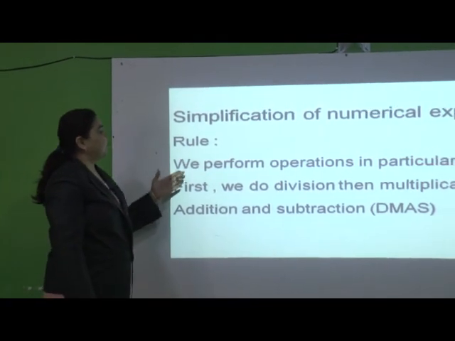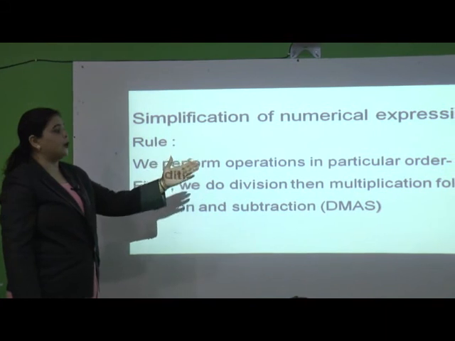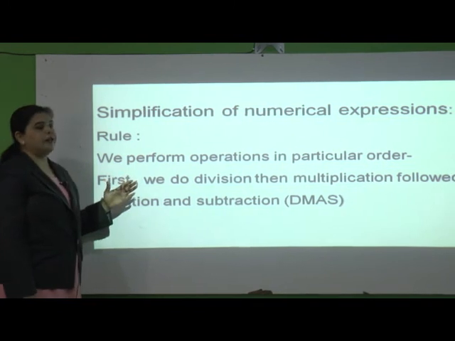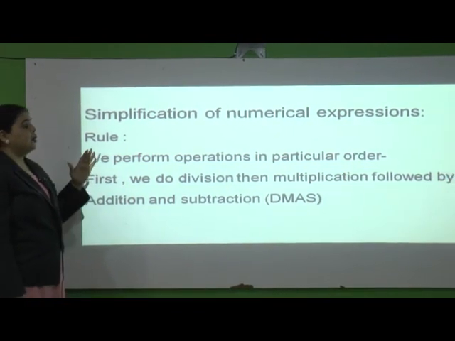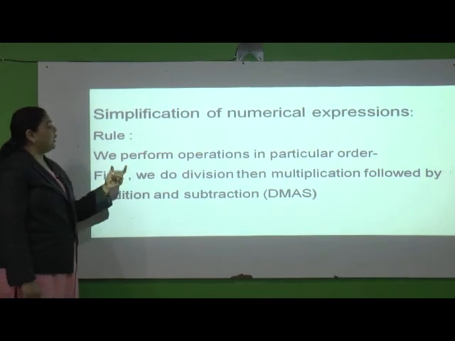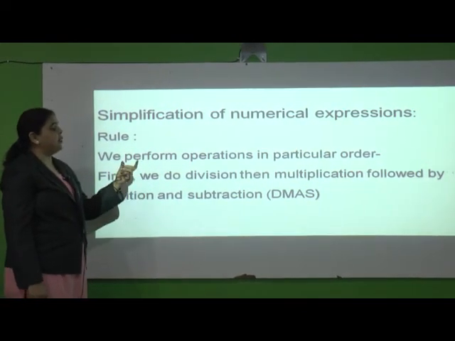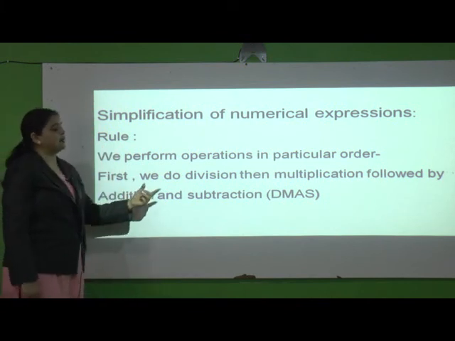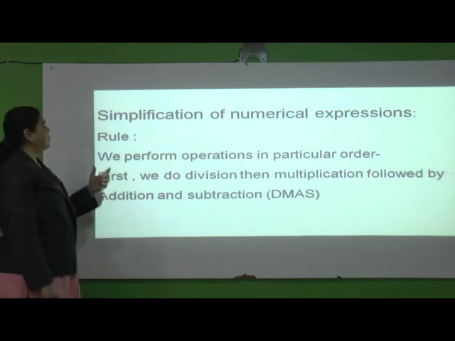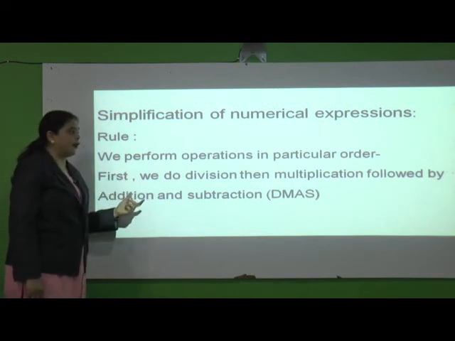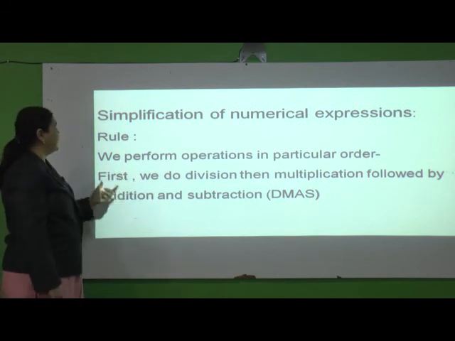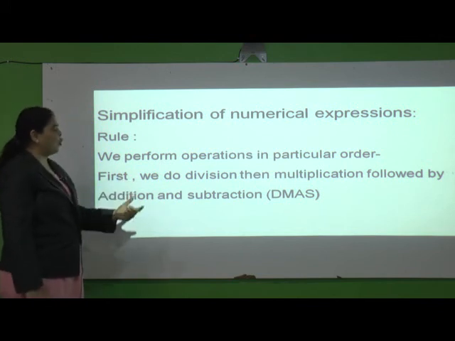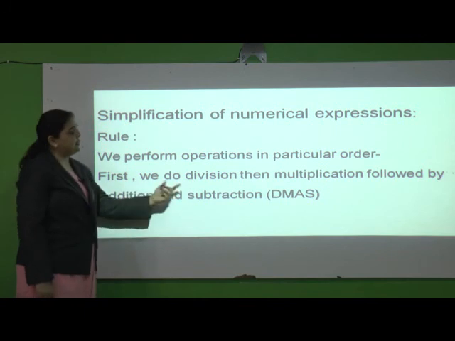What are the rules? We perform operations in a particular order. Here you can't change any order, because when you are solving the steps we have to follow the order. First we have to divide, that is division, then multiplication, followed by addition and subtraction. Again I will repeat, we have to follow the particular order of operations. First we have to do the division, then multiplication, which is followed by first addition, then subtraction.